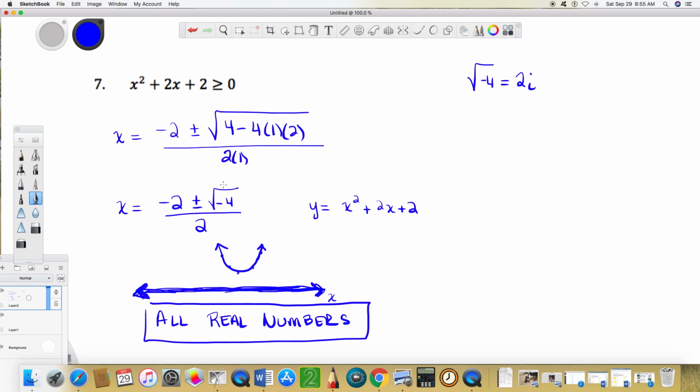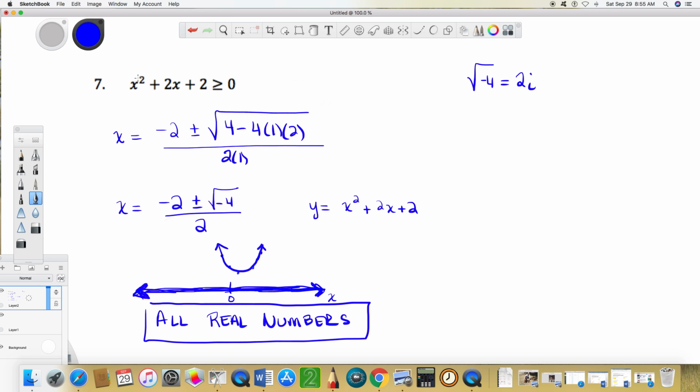Any point that you pick and plug in, like let's pick 0. It's so easy to do arithmetic on 0. 0 squared is 0. 2 times 0 is 0. 0 plus 0 is 0. 0 plus 2 is 2, and 2 is greater than or equal to 0. So it's a true statement.